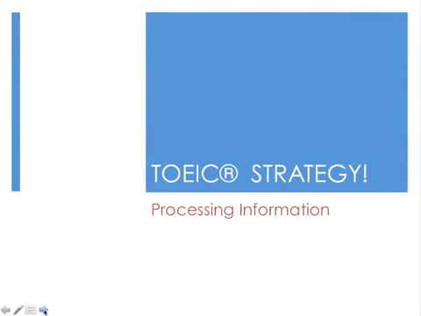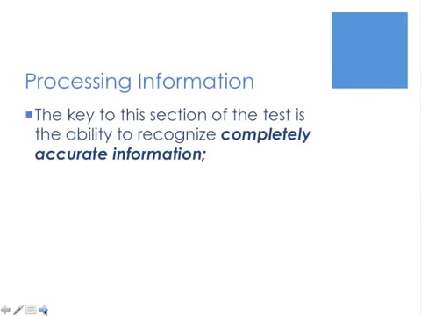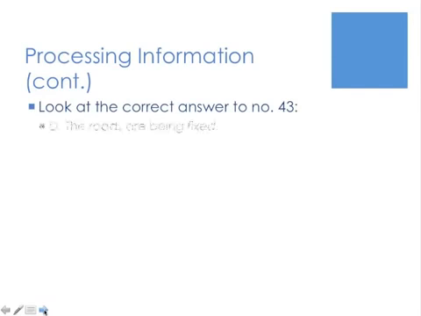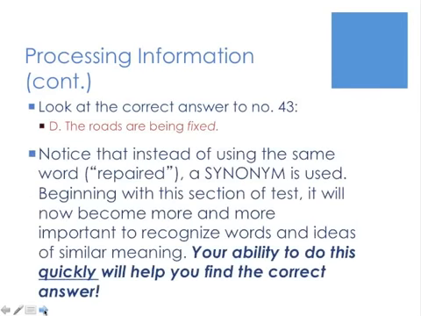So this brings us to our final point in the video, and that's talking about the importance of processing information. Now we're going to talk more about this in our final video when the listening passages get even longer. But the idea here is that we have to recognize completely accurate information. Now what this means is on the TOEIC, oftentimes the correct answer will not involve the exact same words. So again, if you think about the correct answer, the roads are being fixed. Well, in the conversation, they use the word repaired. So the idea here is that we have to recognize that a synonym is being used.